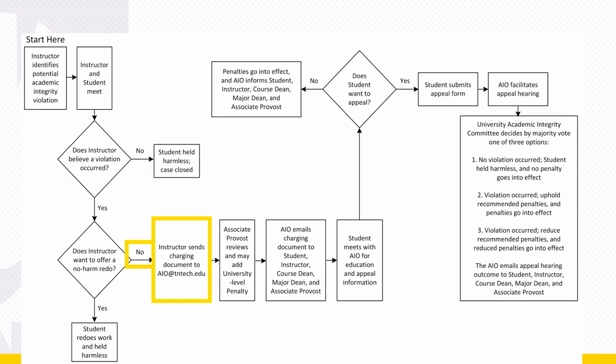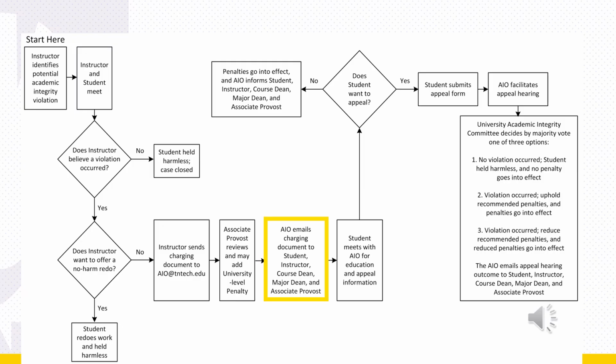You will receive a confirmation email from the AIO that your document has been received. Read all emails from the AIO because those emails will keep you informed of the process and actions you need to take, including the deadlines. The Associate Provost in charge of academic integrity will review the charge and decide whether to add a university-level penalty. University-level penalties are added for students who have been previously charged and for extremely egregious violations.